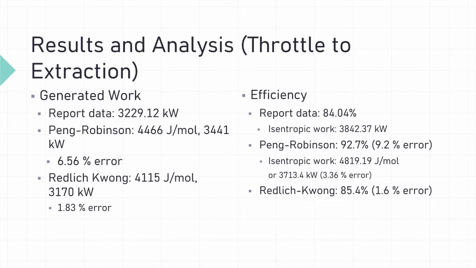For the efficiency of the turbine, the report gave a value of about 84% based on an isentropic or ideal work of 3,842 kilowatts. Using the Peng-Robinson equation of state, we got an efficiency of about 92.7%, which was about 9.2% off of the report data. And this was based on an isentropic work of about 3,700 kilowatts, which was about 30.36% off from the ideal work that was used in the report. Using the Redlich-Kwong equation of state, again, we got an efficiency of about 85.4%, and this was based off of the same isentropic work, and this only accounted for about a 1.6% error.